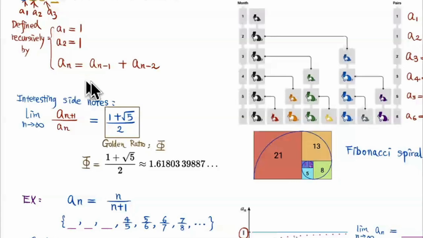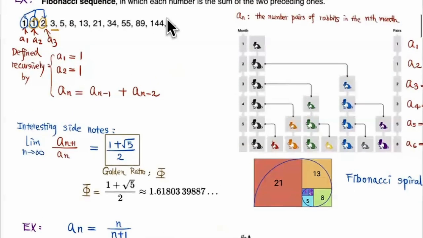There's some interesting side note about this. If you're looking at the ratio of the next term over the term before it, so AN plus 1 over AN, for example, like 55 over 34 or 89 over 55. Just take one term, divide by the term that's before that. What happens in the long run over here?